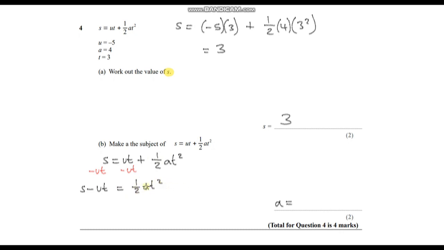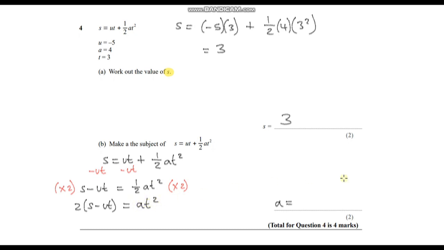Now in order to get rid of the half, we could just multiply both sides by 2. So let's just do that in red. I'm going to multiply both sides by 2. So what am I left with? Well, I've just got 2 times all of this, so 2 lots of S minus UT. You could expand the brackets, but we don't need to. And on the right hand side, we're going to get rid of the half, because if we multiply 2 by half, that just gives us 1. So all we're left with is AT squared.